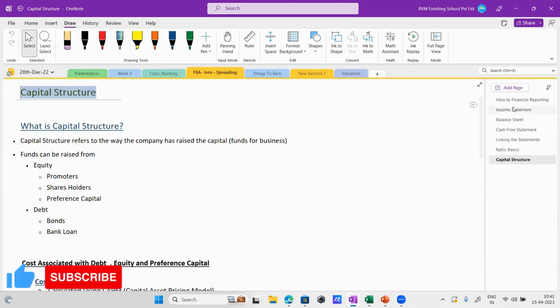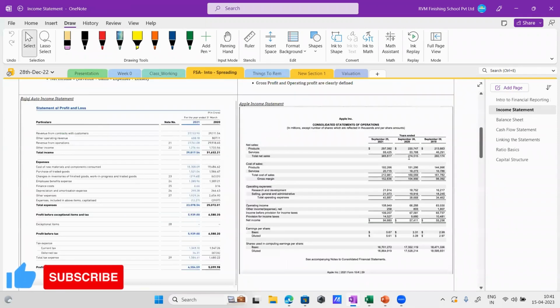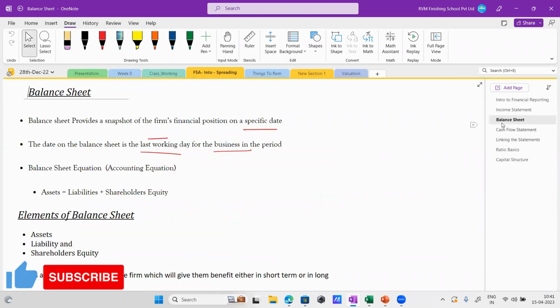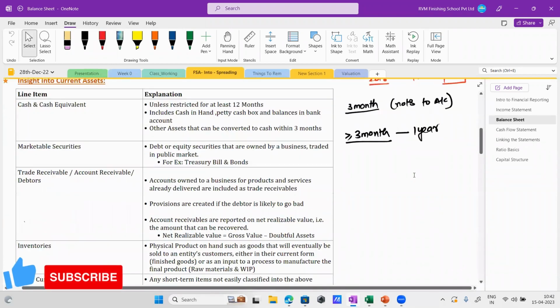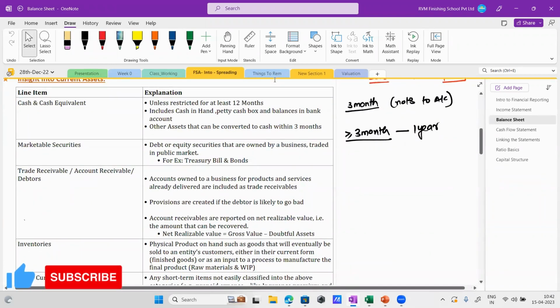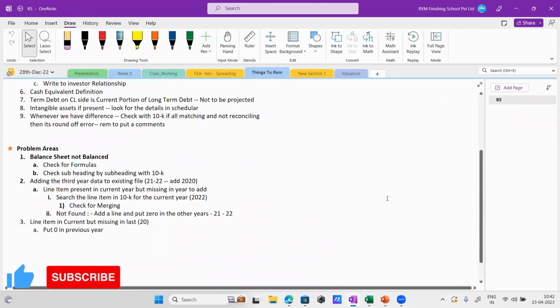Then you will have your theory, reporting on financial things, your income statement, all the theory that we are going to discuss, and you will have access to it. So anything that you don't remember or have not worked on, you can always go back to the theory. We also have a section on things to remember while you're working. So this entire thing will be worked upon, and this file will be there for you.